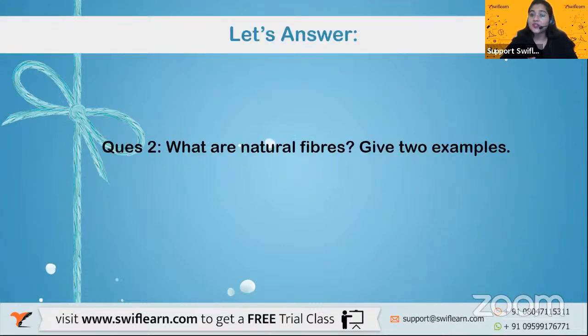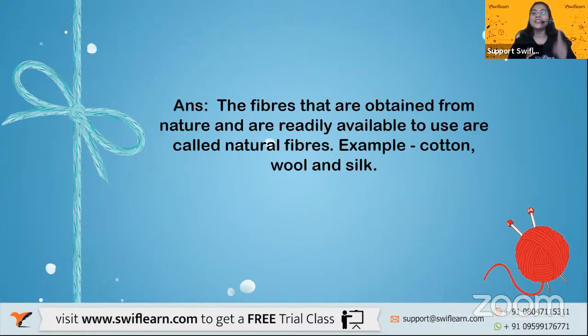What are natural fibers? Give two examples. Remember, we studied about the natural fiber and synthetic fiber in the last session. What is a natural fiber? We can get it from the word only. है ना? Natural, matlab, which is available in nature. Yes, very good. So the fibers that are obtained from nature and readily available for use are known as the natural fiber. These we get from the plants and animals.